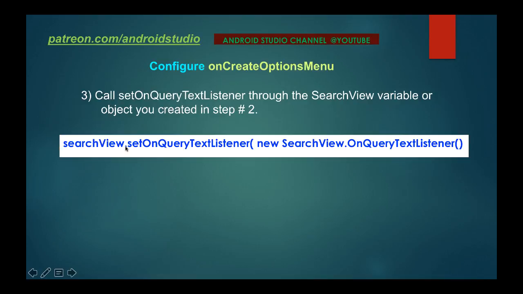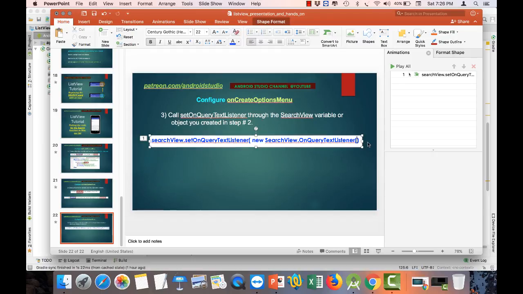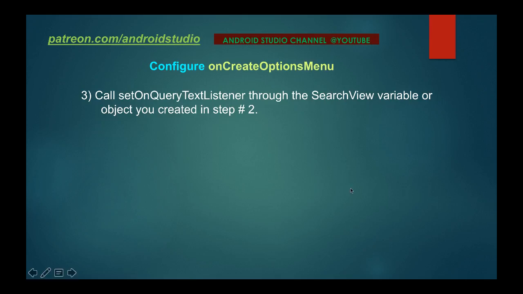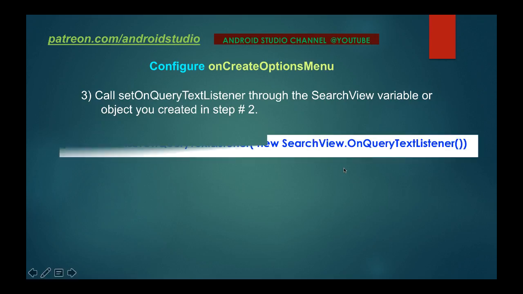So search view dot. Actually, if you do this, after you type the dot, Android Studio will give you all the options, and you could just type set on, and set on query text listener would be one of the options that you would see. So just click on it, and then you would be given open and close parentheses. Okay, so after that, I think I missed a closing parenthesis here, so let's put it here. I believe that's the correct syntax.